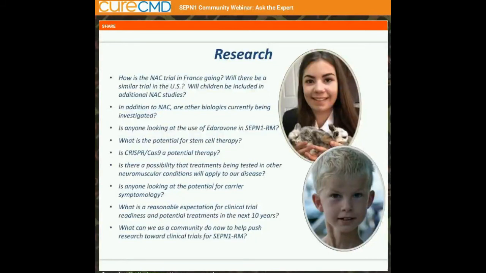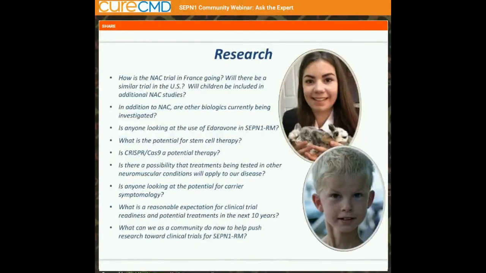No, not for SEPN1, but it was recently approved for ALS, but that's pretty much all I've heard. So this is a drug that is a neuroprotective agent. It's used often for aiding neurological recovery following an acute brain ischemia, so lack of oxygen to the brain. It's actually, in its current formulation, provided intravenously. And so it's not something that I think anyone has considered for the use of SEPN1 myopathy.